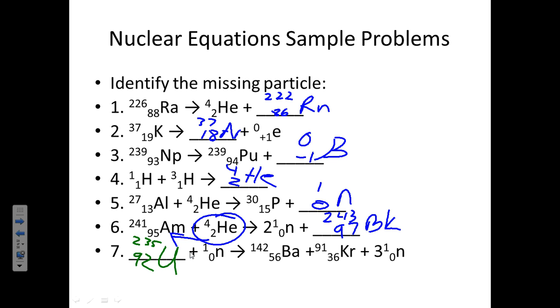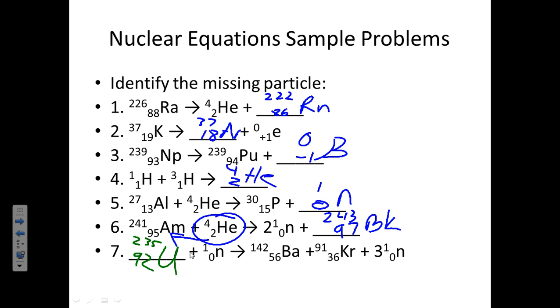That's the fission of uranium-235, which is responsible for what? Atomic bombs, nuclear power plants. This is the most famous atomic reaction of all time, probably.